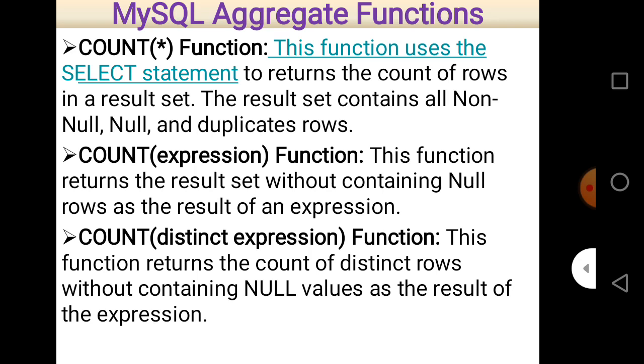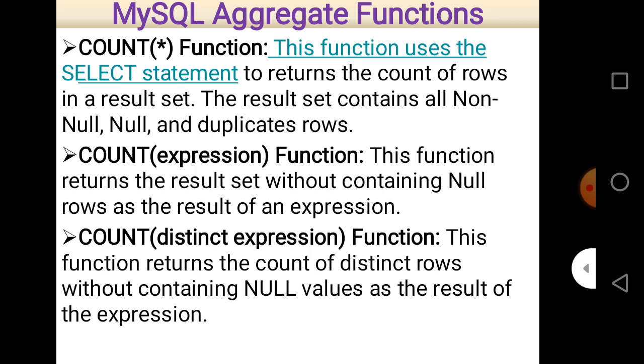Next is the count distinct expression function. This function returns the count of distinct rows without containing null values as a result of the expression. So if there is duplication of records in a table, count distinct performs a distinct operation, which means duplicate values are not allowed and are counted only a single time.